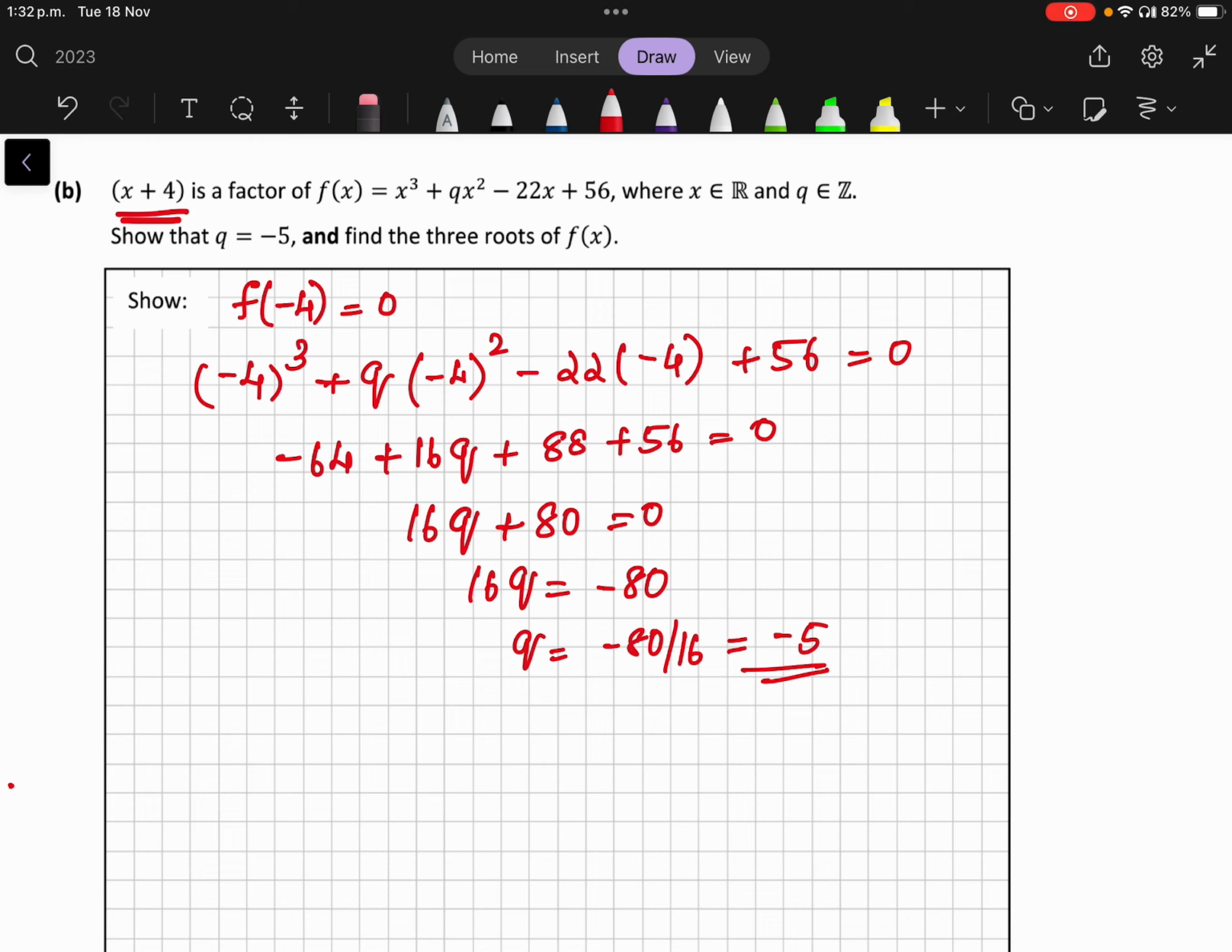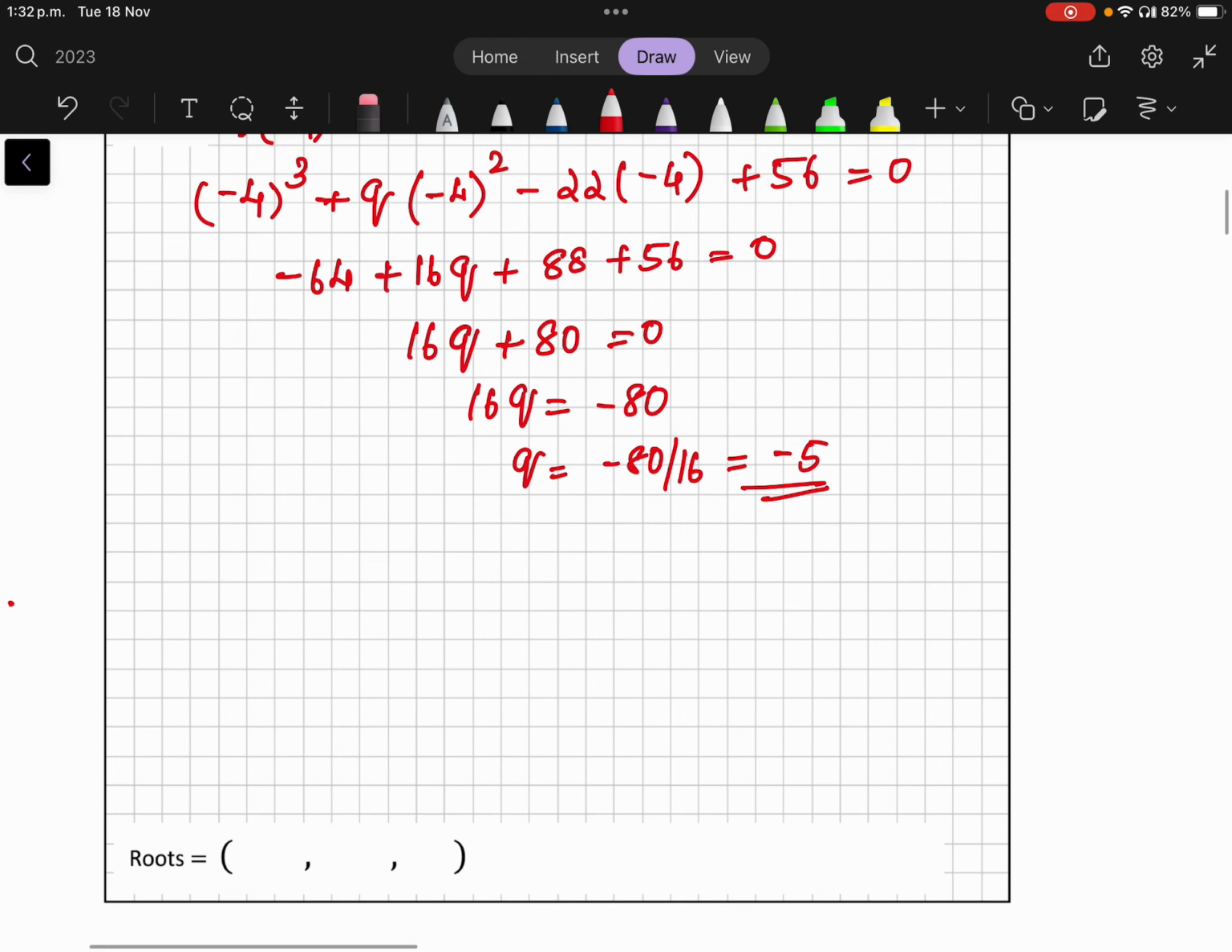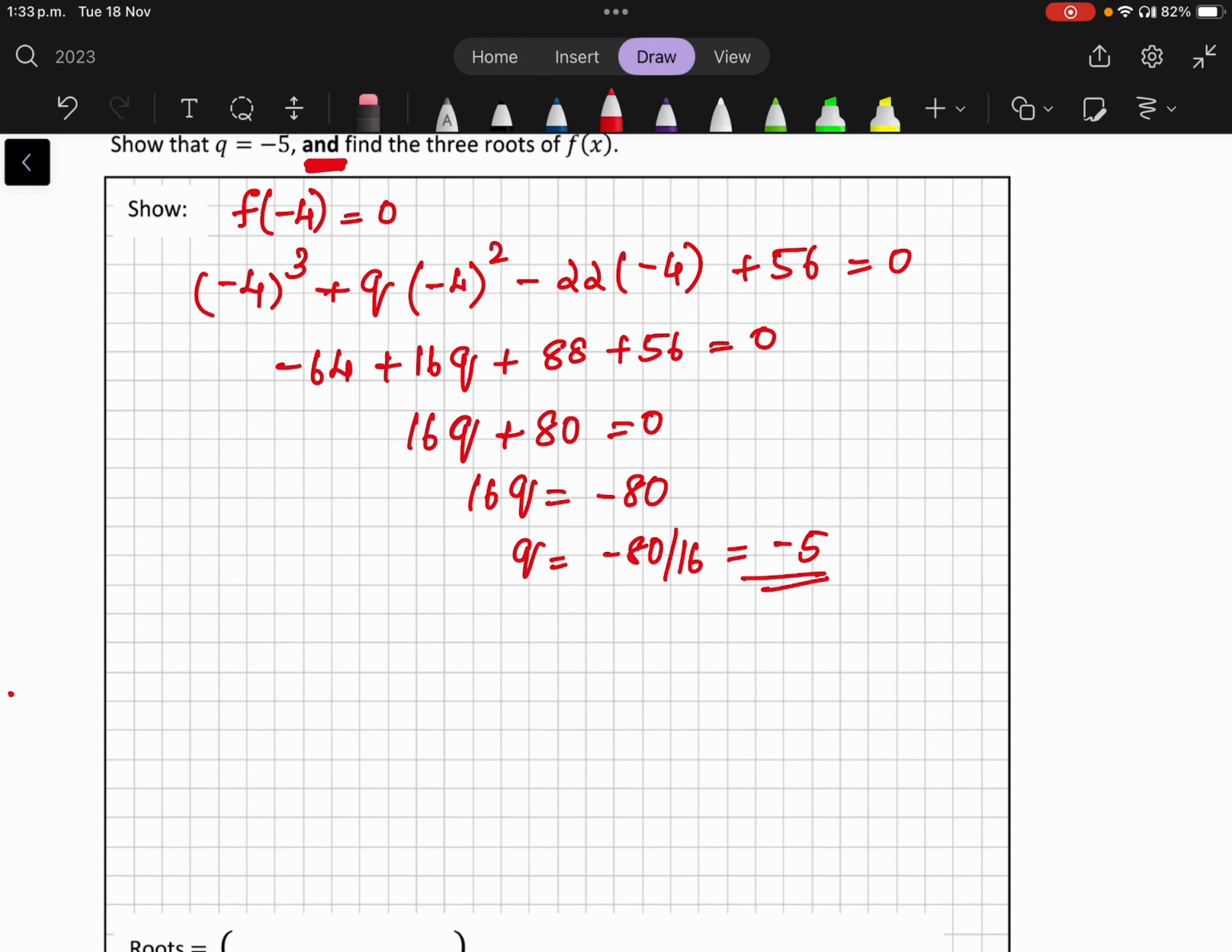Okay. Now, there's two parts over here, and you have to look at the question very carefully and find the three roots of f of x. So there are multiple ways you can find the three roots of f of x. You can either use a long division or you can add a quadratic equation to that and then solve it. In this case, I'm just going to work with the long division.